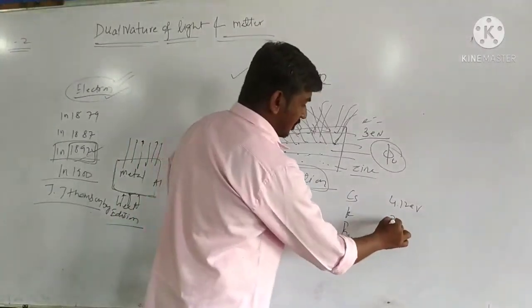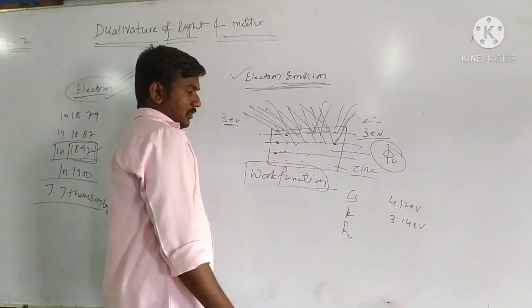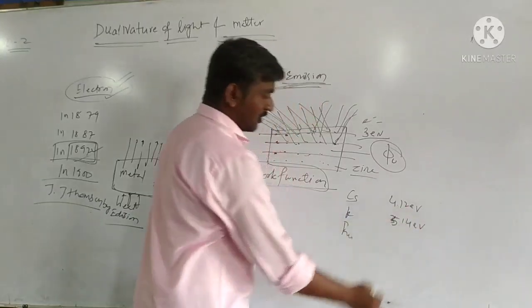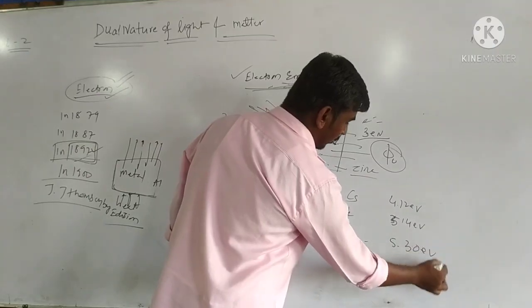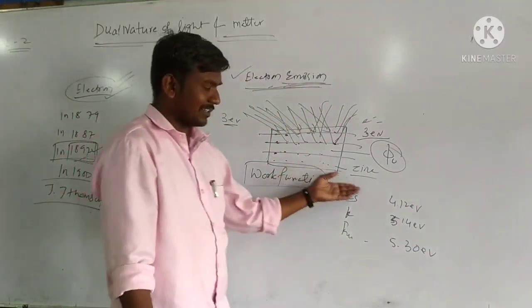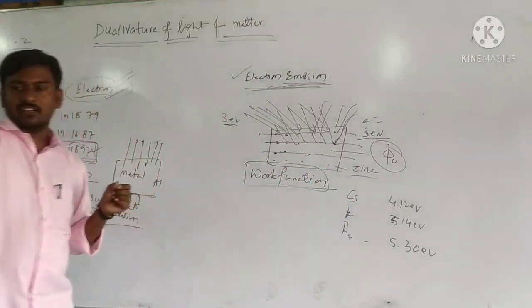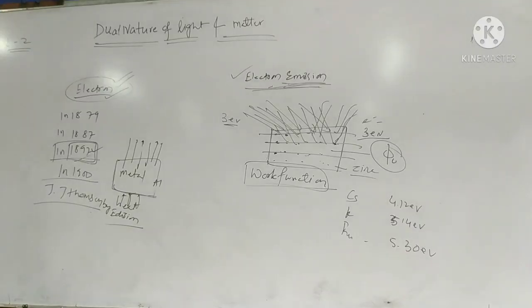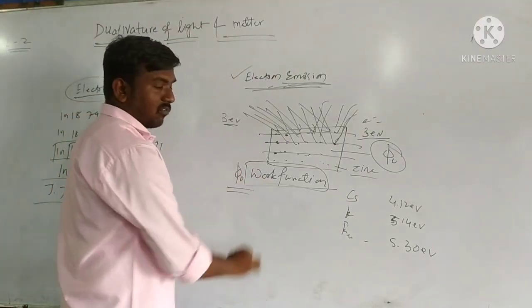Okay, next 3.14 इलेक्ट्रॉन वोल्ट. Okay, next 5.14 rubidium के लिए 5.530 इलेक्ट्रॉन वोल्ट. So like this, the work function energy of different metals differs according to their nature. Okay, so work function क्या होता है? So work function is different for different metals. Okay, so यहाँ पे है work function that is denoted by phi naught.